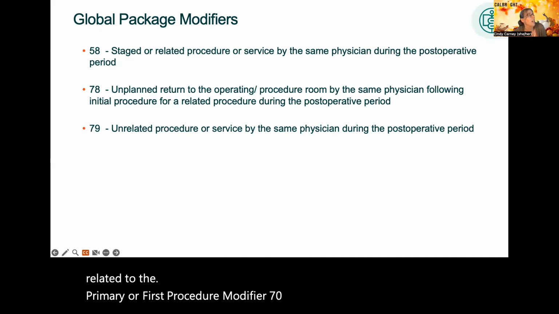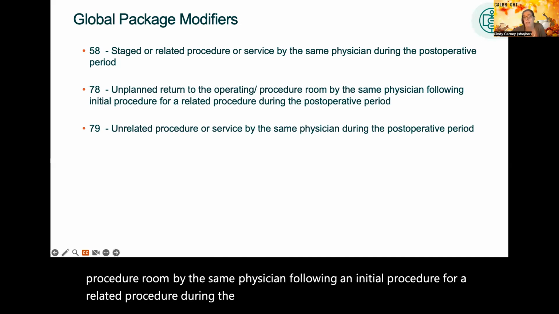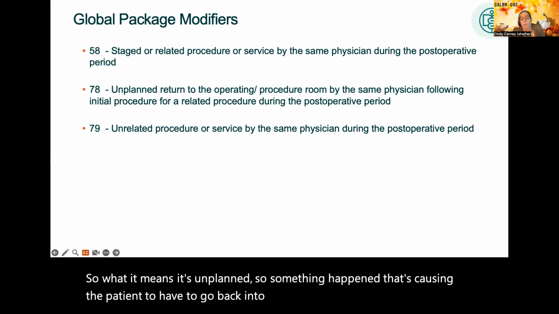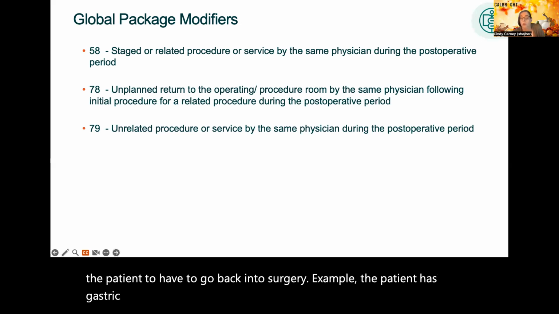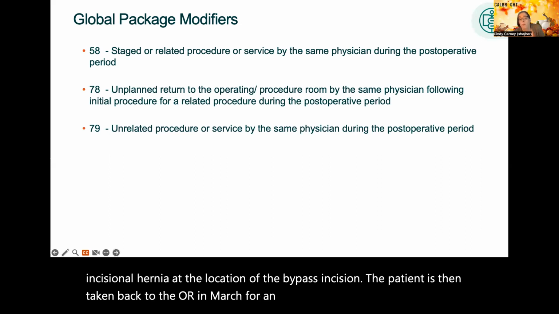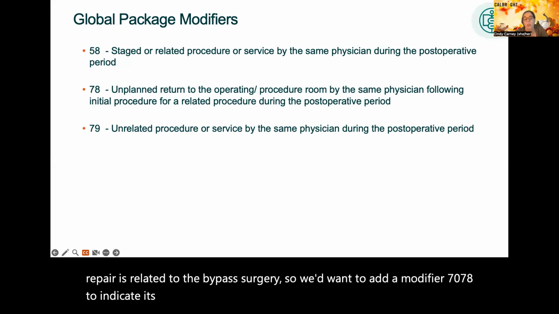Modifier 78 is an unplanned return to the OR or procedure room by the same physician following an initial procedure for a related procedure during the postoperative period. So what it means, it's unplanned. Something happened that's causing the patient to have to go back into surgery. Example, the patient has gastric bypass surgery in January. In March, the patient is diagnosed with an incisional hernia at the location of the bypass incision. The patient is then taken back to the OR in March for an incisional hernia repair. The hernia repair is related to the bypass surgery, so we'd want to add a modifier 78 to indicate its use on the hernia repair code.